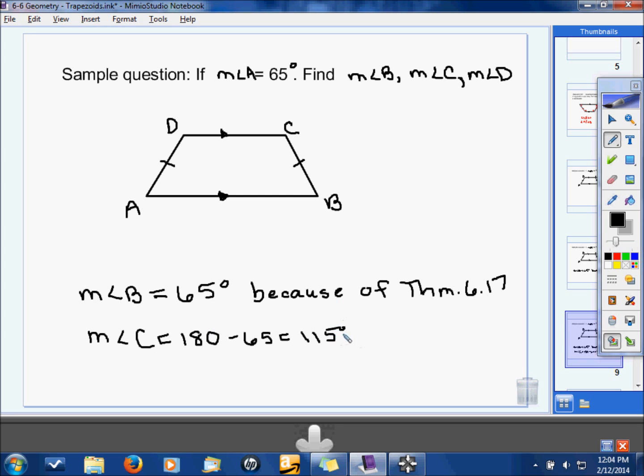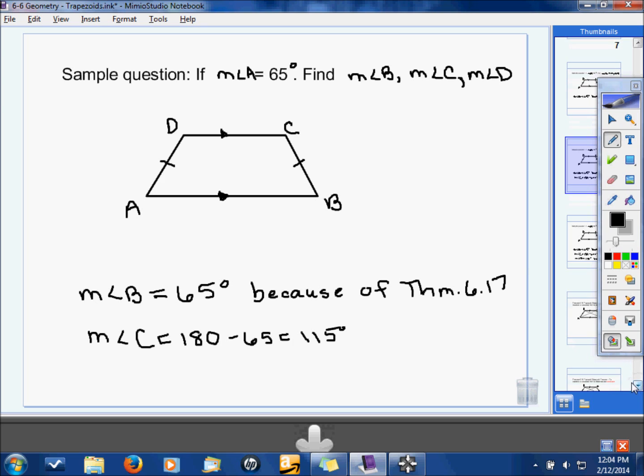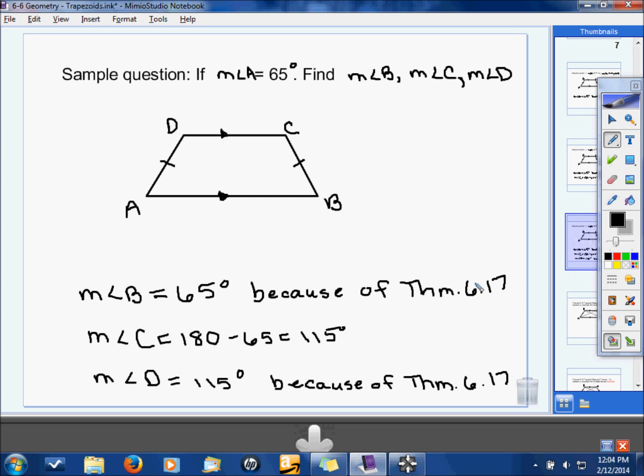And then that would make D how much, Alvin? D would also be 180. No. What? 115. Good. I knew what you meant because you saw that one. So D is also 115 because of that.